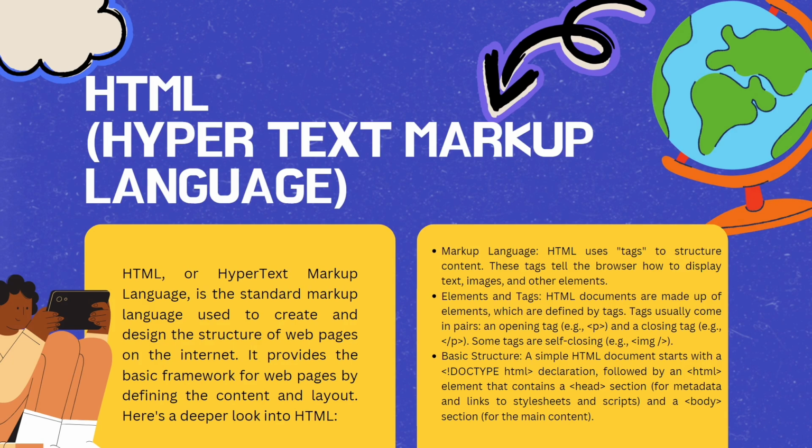Then there are basic structures, such as simple HTML documents start with a doc-type HTML. So what is doc-type HTML? Doc-type HTML is a doc type where if you want to declare a website, what it languages, so it wants to be HTML, so it declares with doc-type HTML, followed by an HTML element that contains a head section for metadata and links to style sheet and scripts, and a body section for the main content.